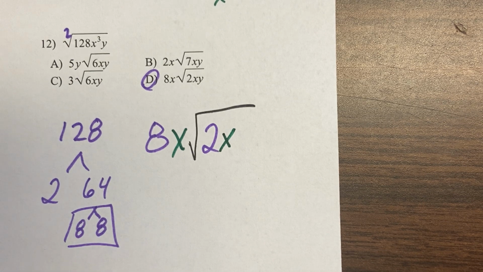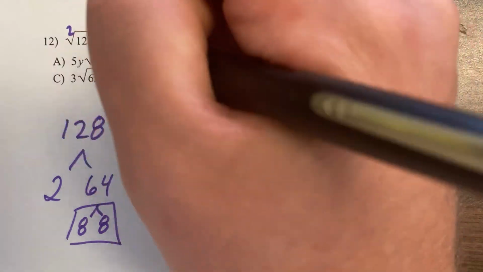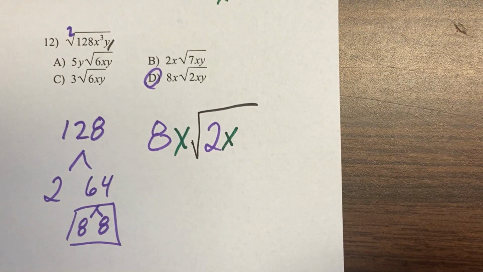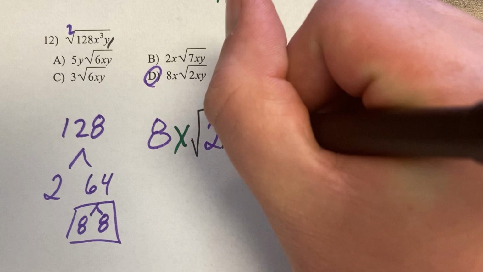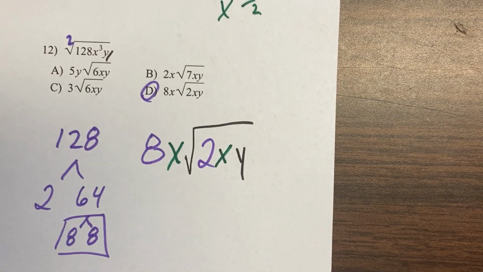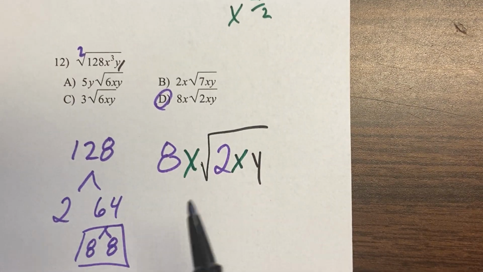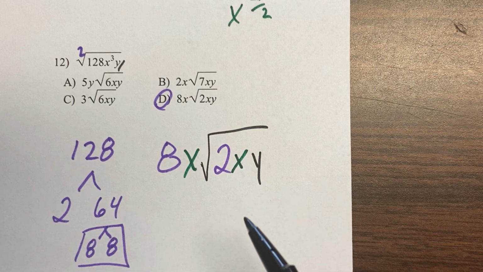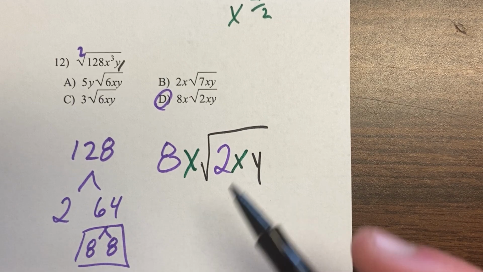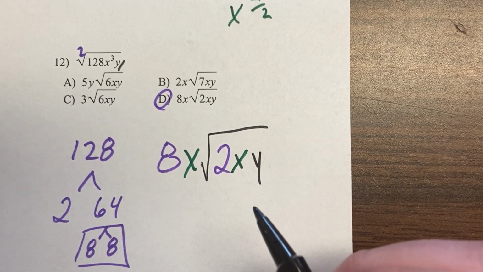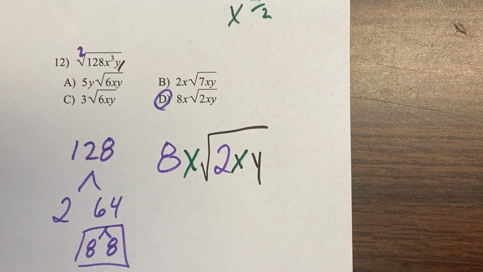And then lastly, the y, it's just to the first power. That's an odd number. There's nothing left we can do about it, so it's just going to stay in the house. And we knew that the answer was going to be D just because of the 8 and the 2, because we broke down 128, but we can see the variables as well.